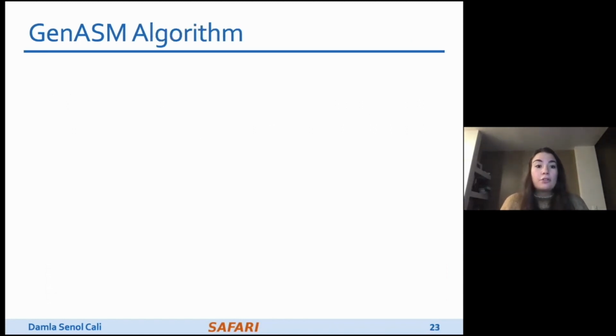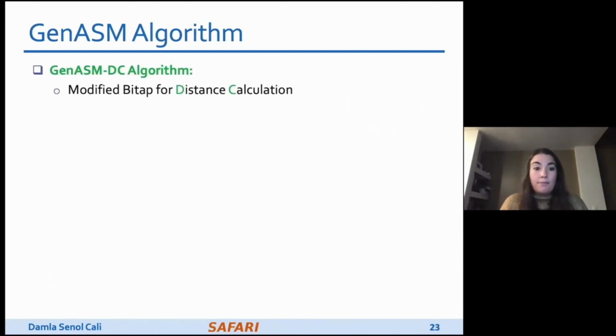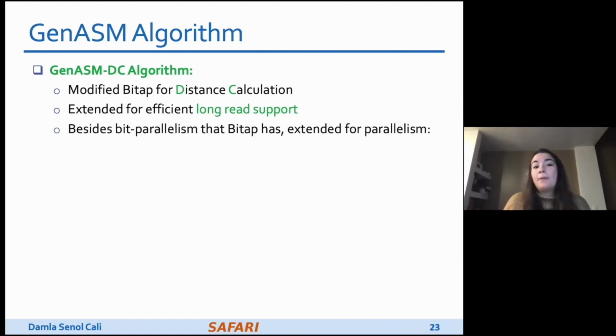So our first algorithm, GenASM-DC, is the modified Bitap for distance calculation, where we extend it, as I said, to provide efficient support for long reads, and also we enable parallelism besides the bit parallelism that baseline Bitap already has by performing loop unrolling and removing the loop dependencies, and also exploiting text level parallelism, where we divide the text into overlapping subtext and search the query in each of these subtexts in parallel.